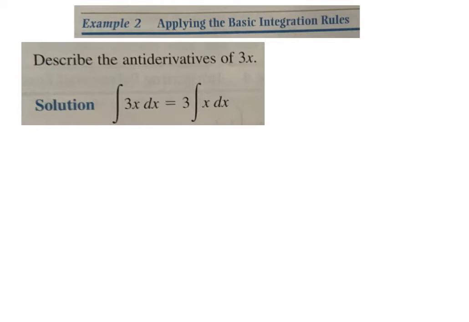Let's look at example 2. Describe the antiderivatives. I want you to pay attention to this word. You'll notice that it is plural, of 3x. Well, my rule says that I can just ignore the 3 and take the antiderivative of x, and then the 3 just goes in front, all right? So I have the antiderivative of 3x. So then what is my exponent on my x? What's my exponent here? 1.